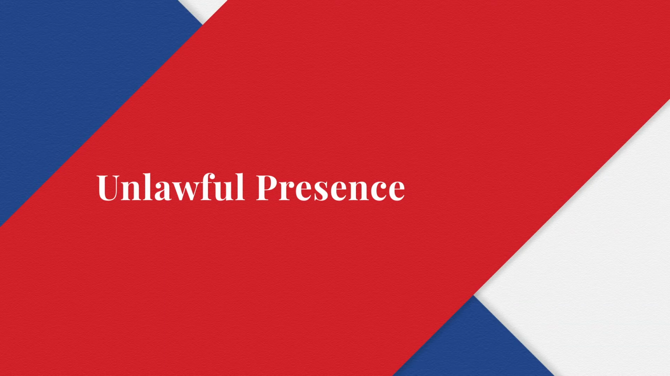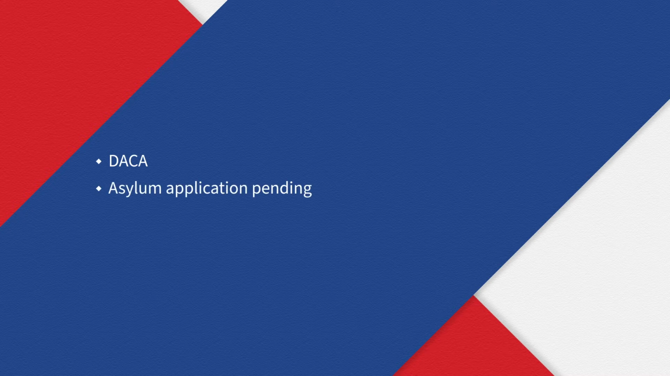Congress and the Immigration Service have set out some special situations where someone might be here without any status but still not accrue unlawful presence. So let's talk about some of the most common situations. If you have DACA, you are not accruing unlawful presence. If you have an asylum application pending, except if you've worked without permission, you are not accruing unlawful presence. If you're under 18, no matter what your status is, you are not accruing unlawful presence.